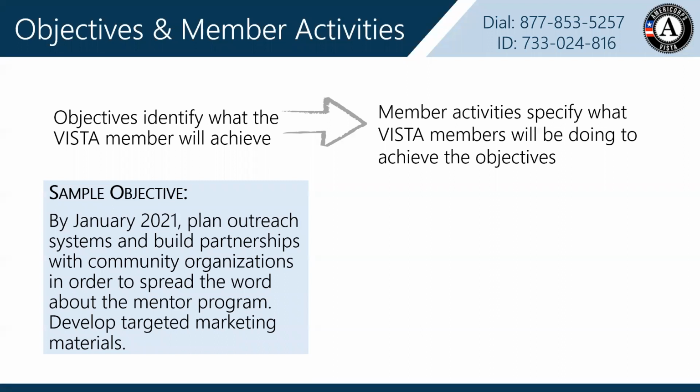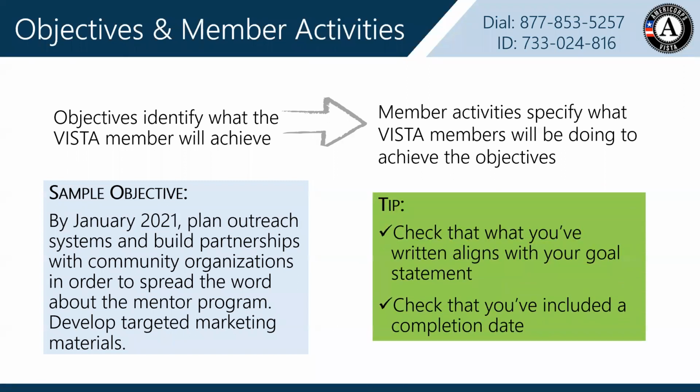Develop targeted marketing materials. So here's our tip. Check that what you've written aligns with your goal statement. That is, look back and make sure that there's a connection between the goal statement and the objective that you've written, that first chunk that's going to help build and create and finish with that goal. Also check that you've included a completion date. This helps VISTAs plan their time and understand what the priority is for each quarter of their work. In our particular case, our example includes both of those key components.